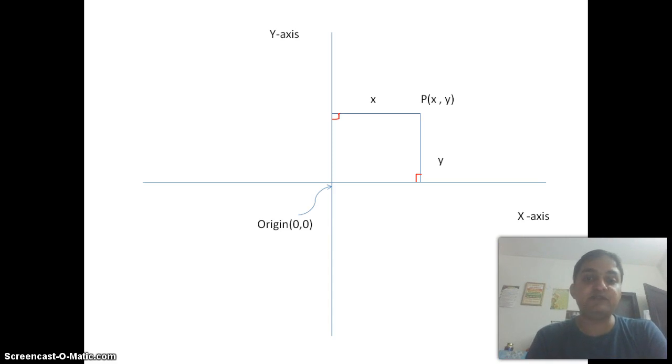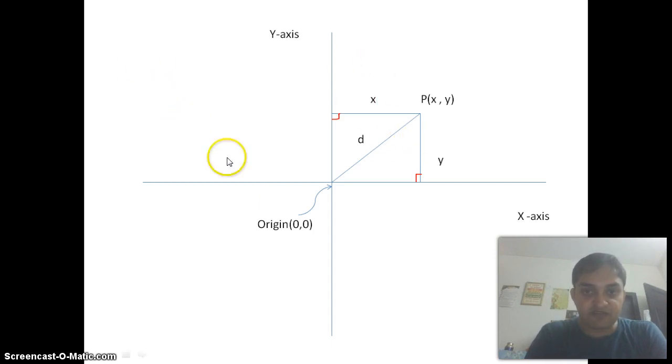The distance of point P from origin is given as the shortest distance between point P and origin. So this line shows the shortest distance between P and origin. We denote it by, let's say, D.